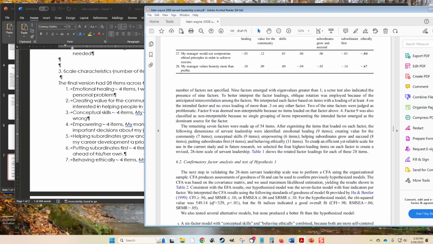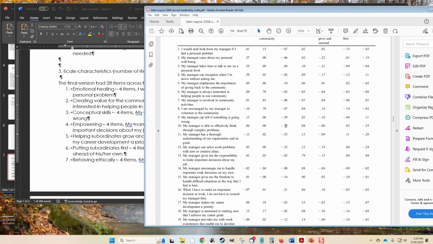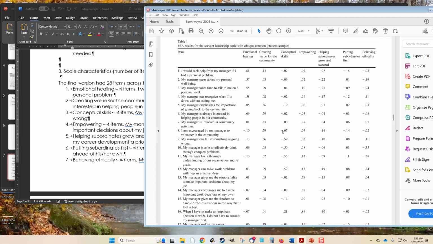What about examples of items? Well, oftentimes they'll present the items to you in a paper in a table like this. And so a little bit more about factor analysis. These are the individual questions on the survey. These are the subscales or the categories, and these are the loadings of this item on this category. And the higher the number for the loading, the better.